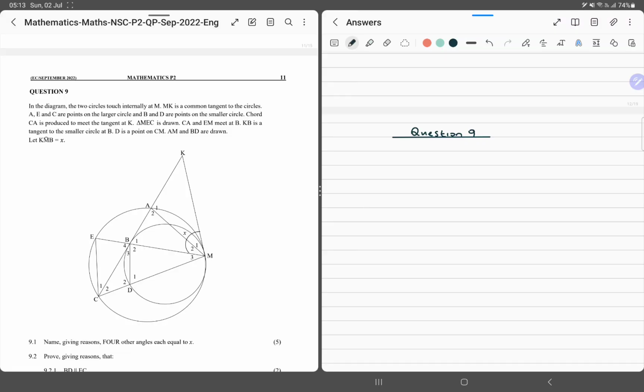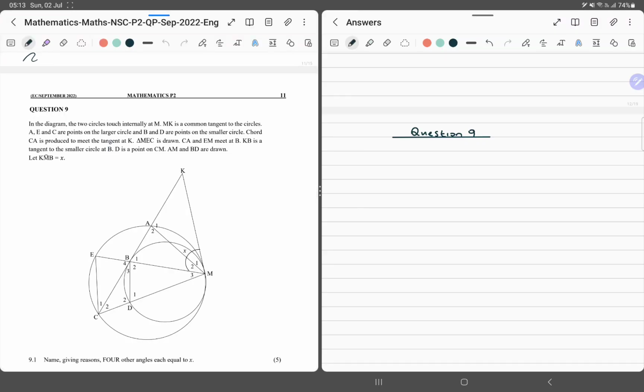All right, question 9 says in the diagram, 2 circles touch internally at M. Okay, MK is a common tangent, so that is an important statement to the circles, right? Right, so let's see.